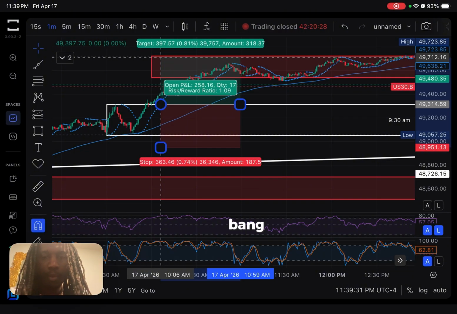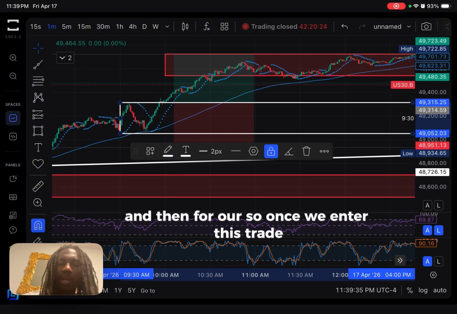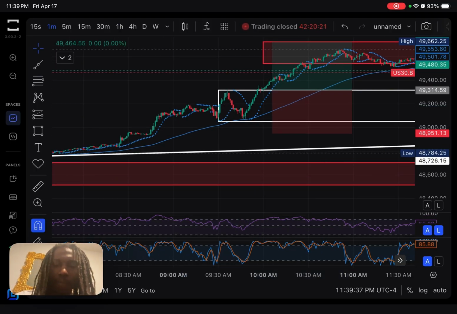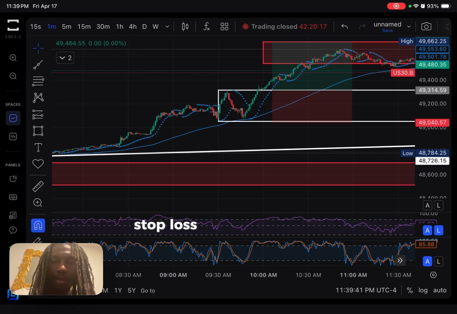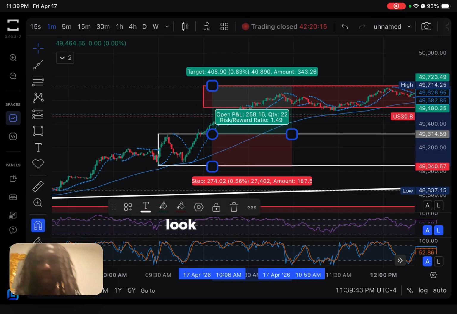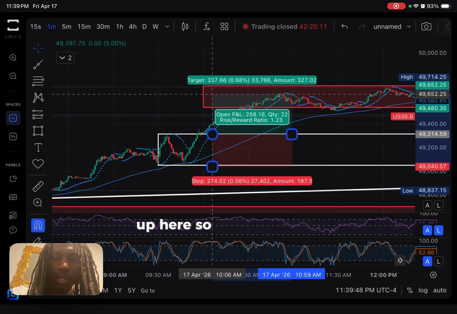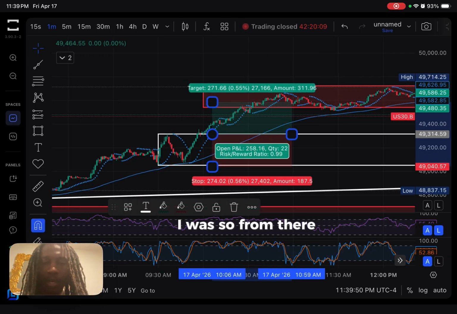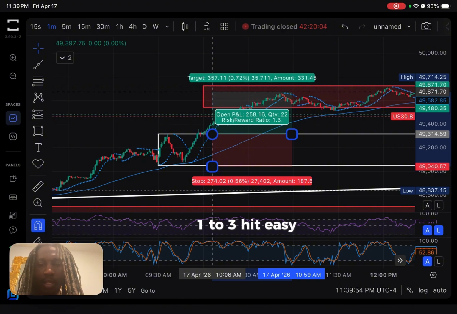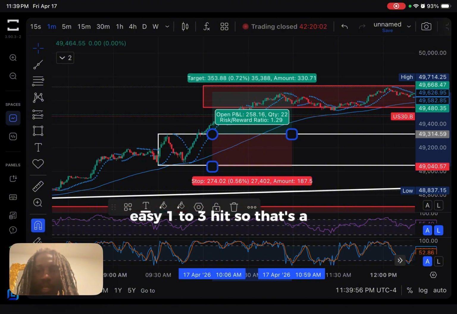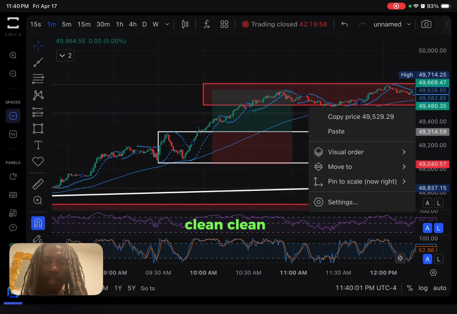Boom, bang. And then so once we enter this trade, we will set it up just like this. The bottom of this, a little bit below it, would be my stop loss. And we would have here, look at that, nice 1 to 4. Easy 1 to 4 up here. So I could take a 1 to 3. So from there, I would take a 1 to 3. 1 to 3 hit, easy. So that's a solid 1 to 3 right there. Look at that. Clean trade.